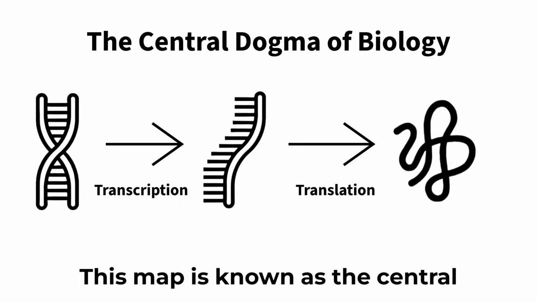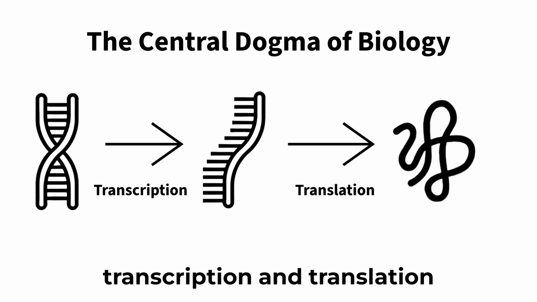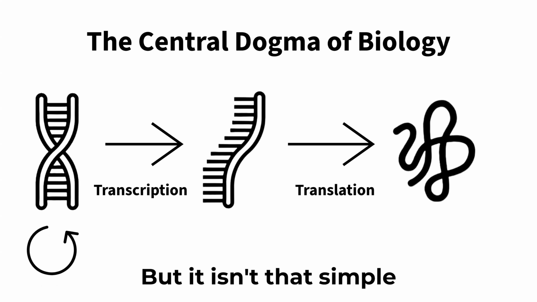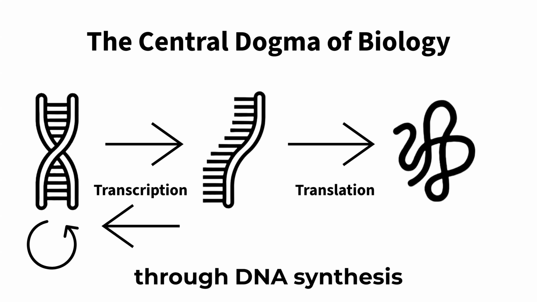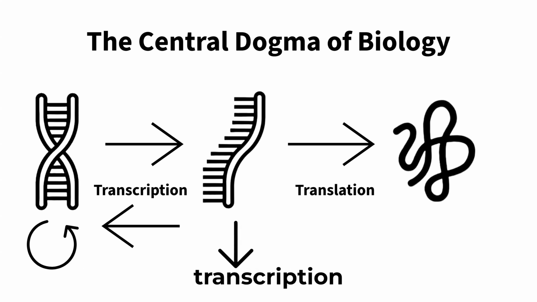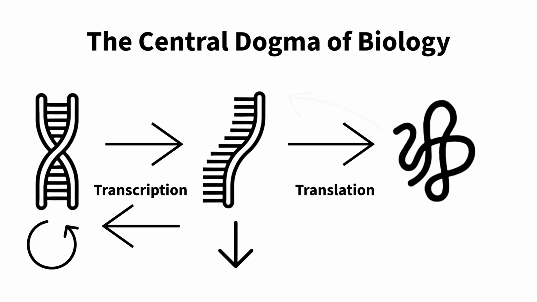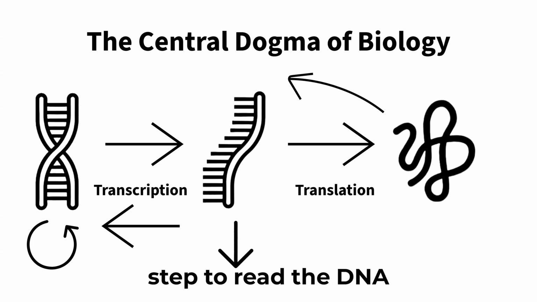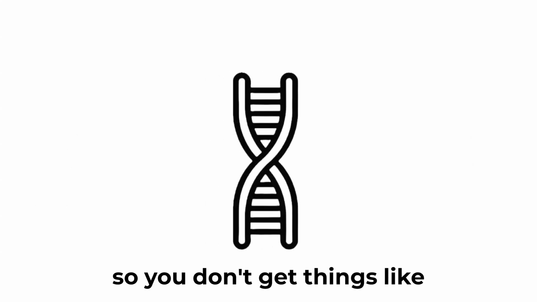This map is known as the central dogma, that DNA makes RNA makes protein, transcription and translation. But it isn't that simple. DNA makes DNA as well through DNA synthesis. RNA can make DNA under special circumstances through reverse transcription. There are several types of RNA used at every step, and not all of it codes for proteins. And proteins are used at every step to read the DNA, assemble the RNA strands, and make sure it moves smoothly so you don't get things like cancer.